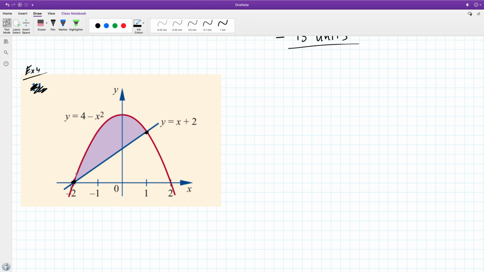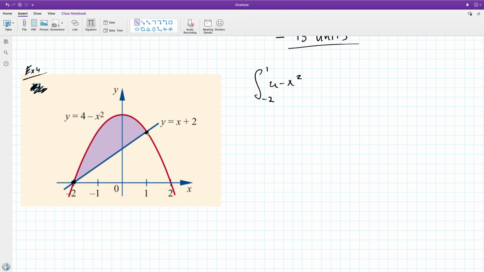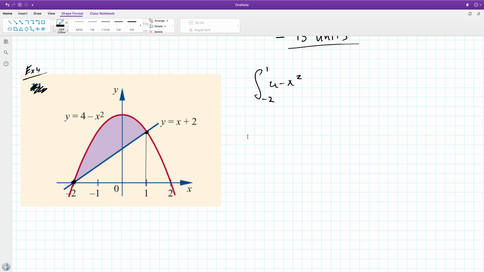This is what I'm on about. You have to logically be able to see what you're integrating, because this is the way they're going to pop it up during the exam. We're going to integrate 4 minus x squared between 1 and minus 2. If I integrate 4 minus x squared between 1 and minus 2, what's that going to give me? It's going to give me this.